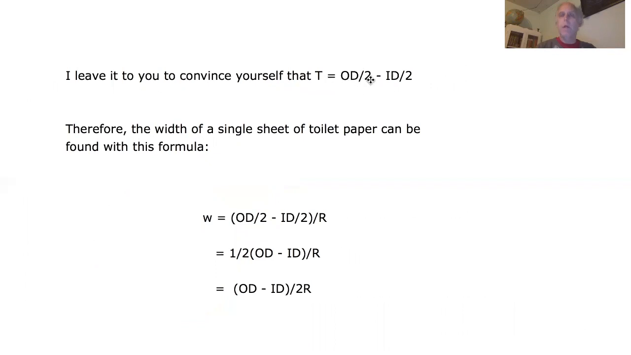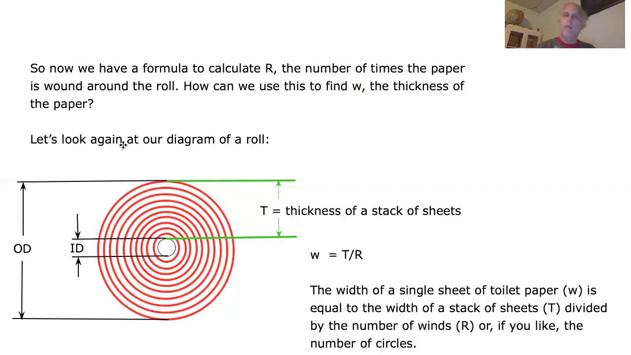So play around with this diagram for a while, and again, convince yourself that T is equal to the outer diameter divided by 2, subtract the inner diameter divided by 2. Take the time to convince yourself of that. I'm not going to go over that proof with you. I want you to think about that yourself.